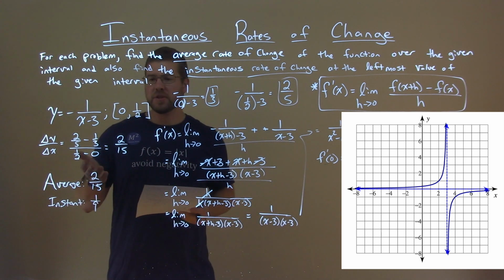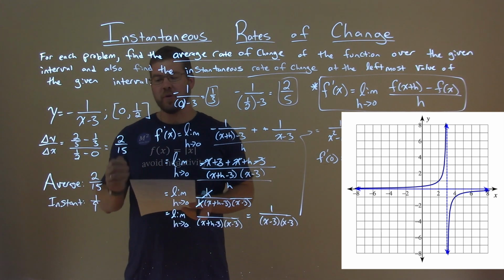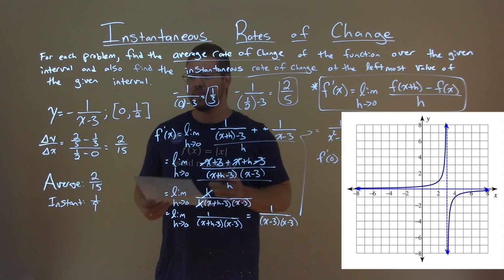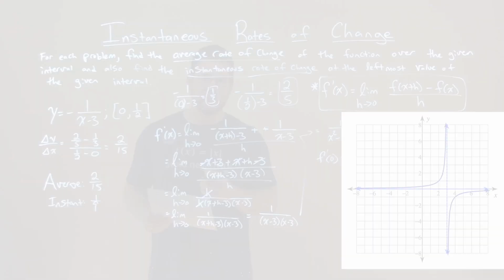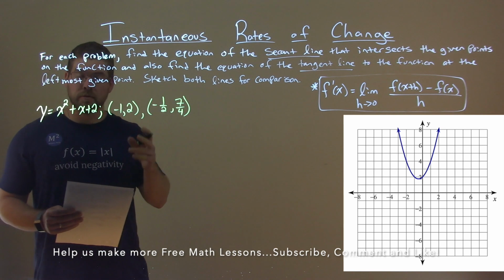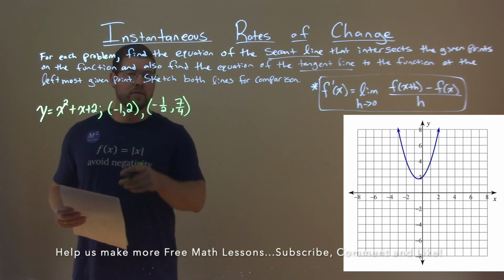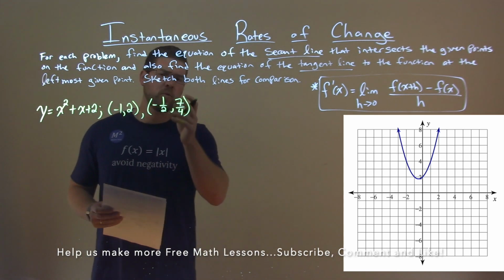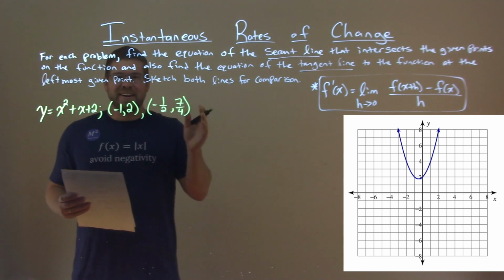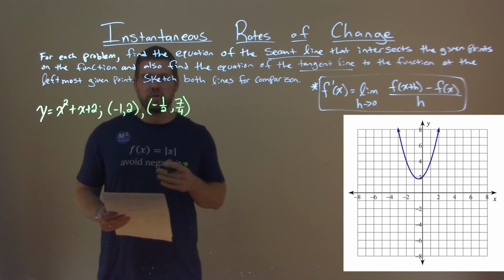Our average rate of change over the interval from 0 to 1/2 is 2/15, while the instantaneous rate of change right there at x equals 0 is 1/9. We're given this function, y equals x squared plus x plus 2, and we want to find the equation of the secant line that intersects our given points, (-1, 2) and (-1/2, 7/4), as well as the tangent line at the leftmost point, which is (-1, 2). We've got to sketch both of these lines.